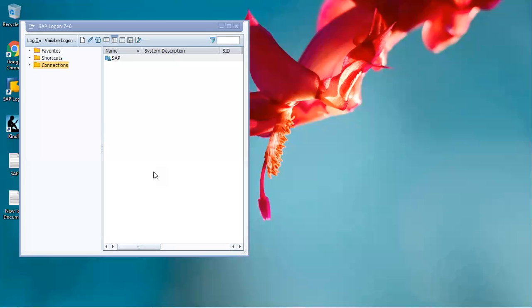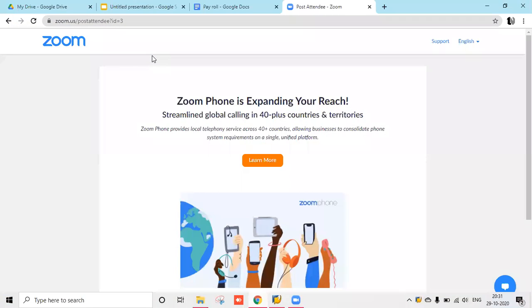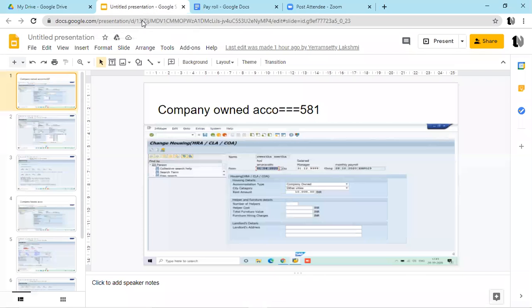So I want this kind of session to be interactive because this is the L2 course, level 2. For that reason, the more you participate, the more you do the hands-on, it will be good for you. This is the PPT Lakshmi prepared.